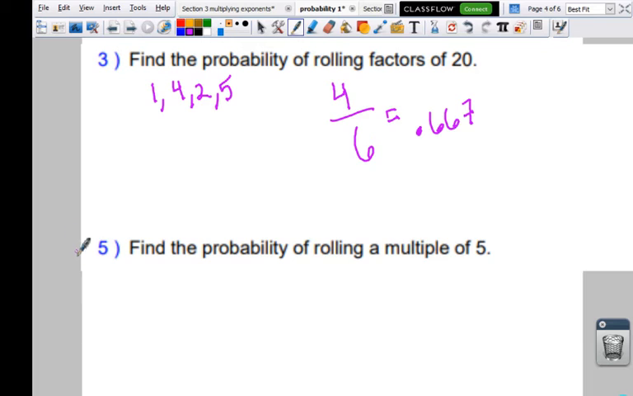Alright, let's have you guys do number 5 on your own. I want you to find the probability of rolling a multiple of 5. Remember, multiple is where you count by 5s. So just 5?